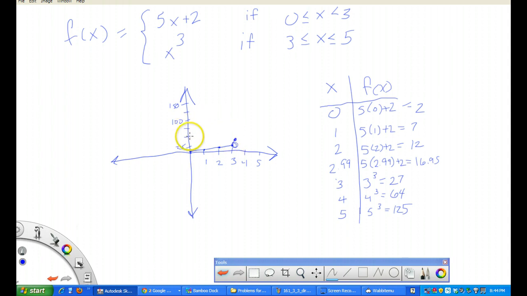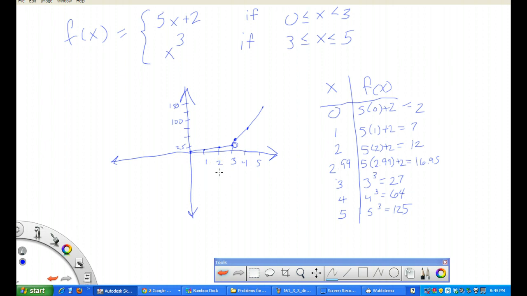4 cubed is 64. That's 75, that's 50. So 64 is kind of right in between these two. And then 5 cubed is 125. That's this one out here. So it's growing much, much, much more quickly. It's even bending upwards a little bit.